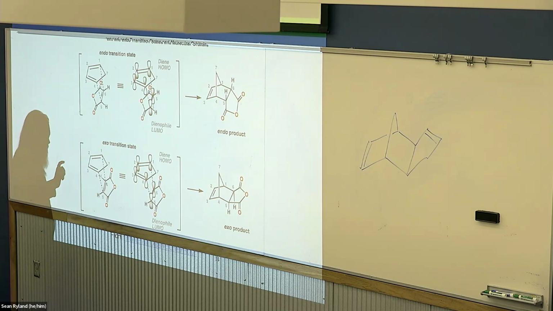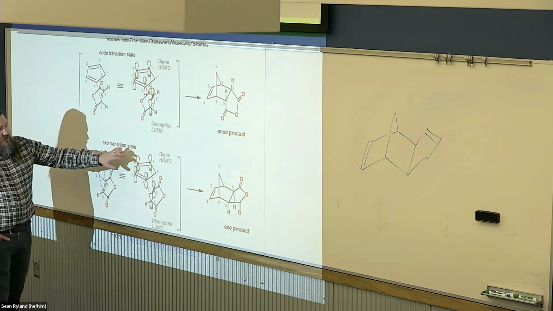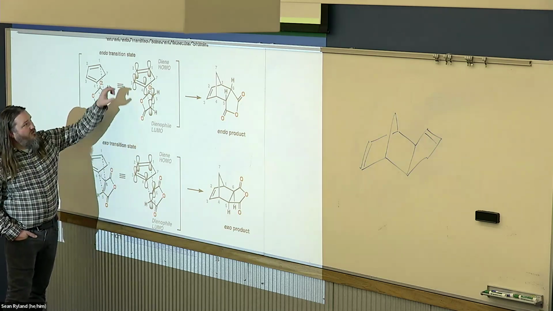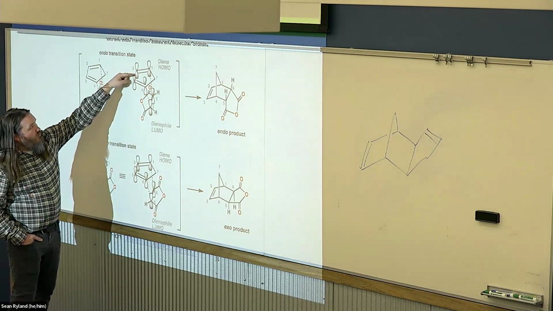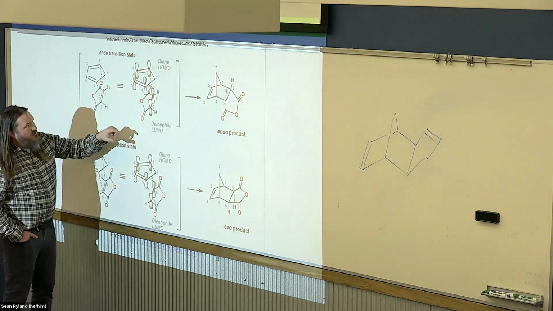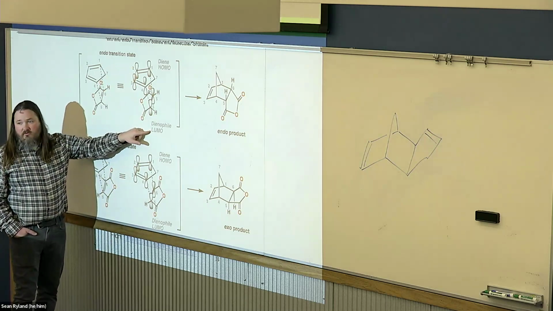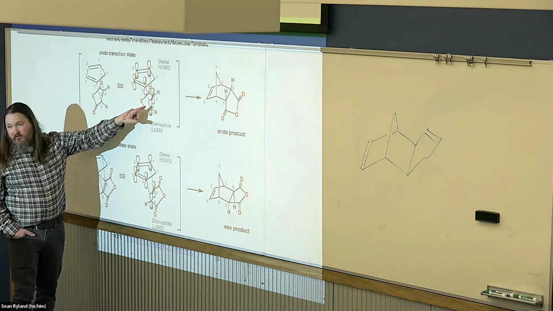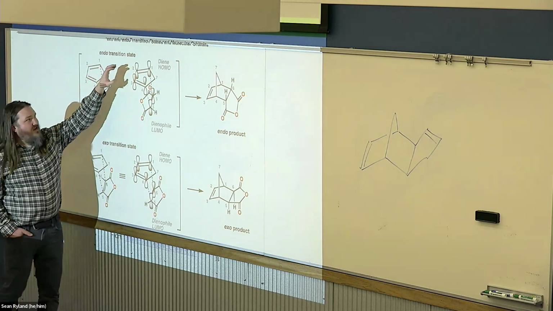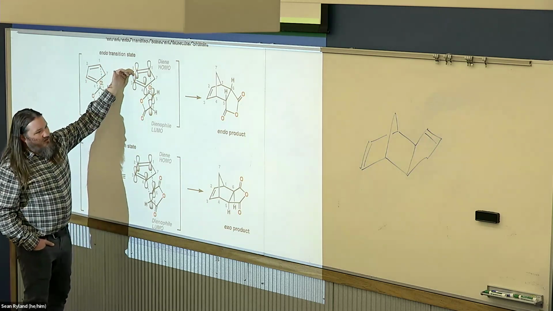But if we look at the way that the orbitals all line up, we actually see that both of them are valid to some extent, right? Because your diene HOMO is going to have one node in the middle, and your dienophile LUMO is going to have a node in the middle. We need them to actually be opposite phases because of the diene HOMO having one node in the middle.